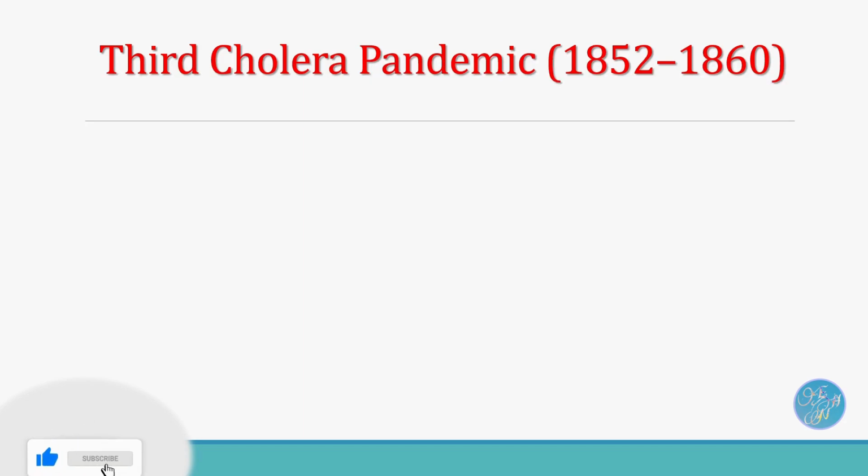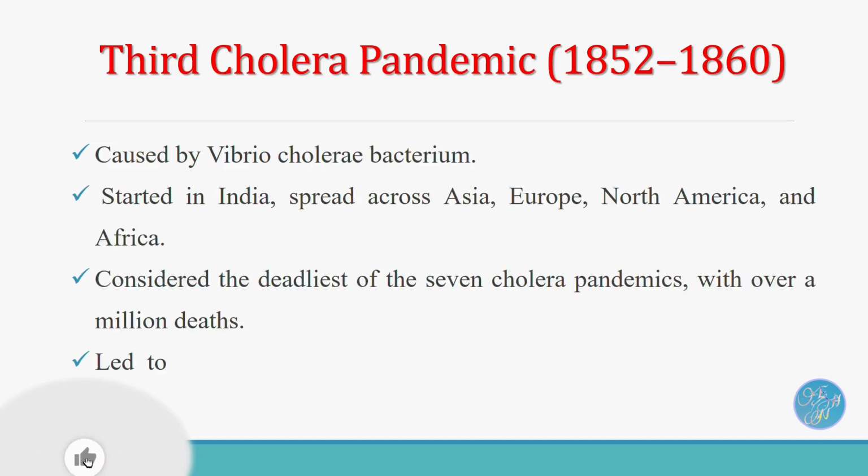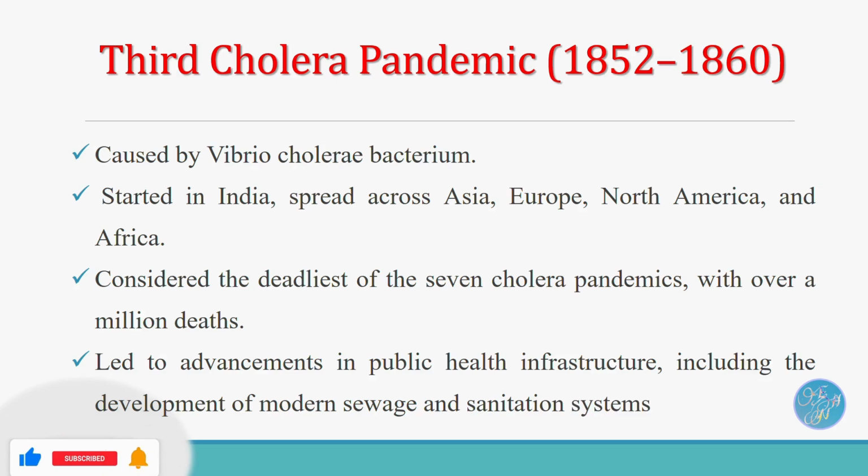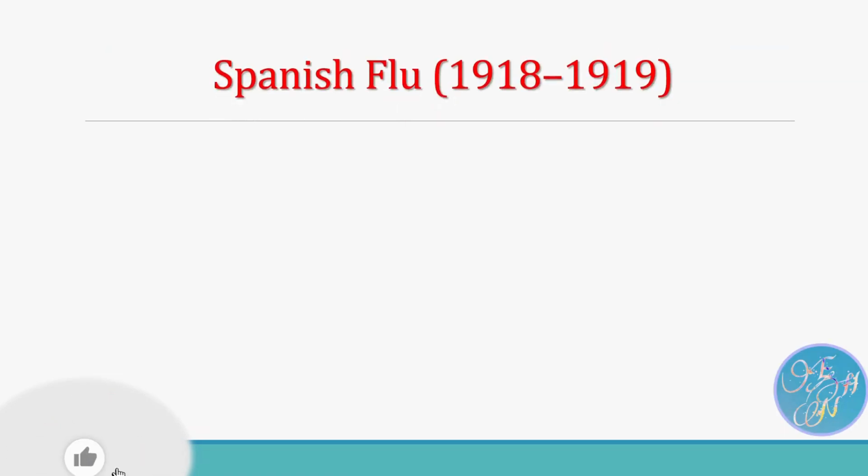Next is the cholera pandemics. Moving forward to the 19th century, let's talk about cholera. The third cholera pandemic, 1852 to 1860, was the deadliest of all the cholera pandemics. It started in India and spread across the world, killing over 1 million people. This pandemic made it clear that cities needed better sanitation and clean water, leading to modern sewage systems and public health improvements.